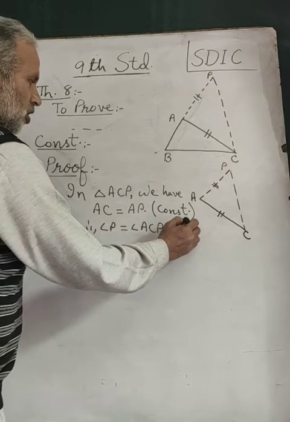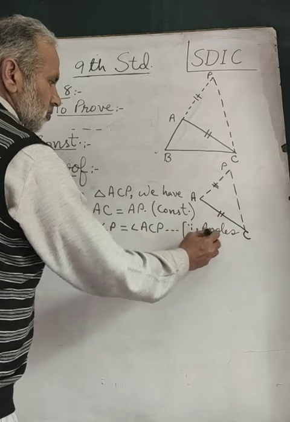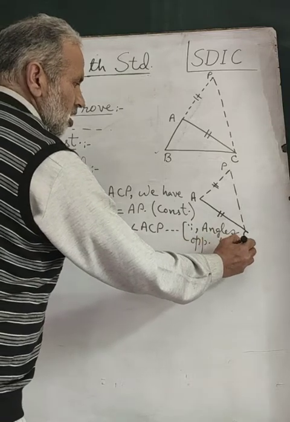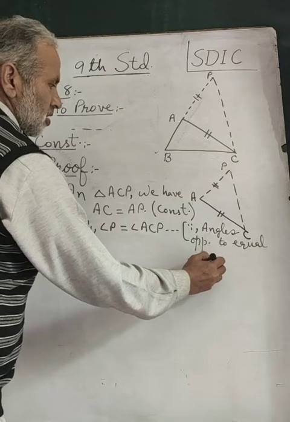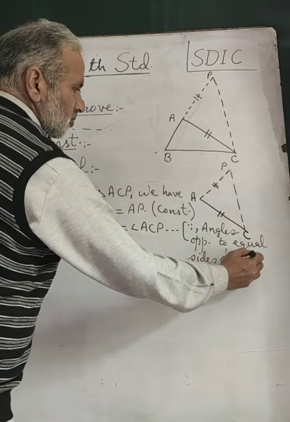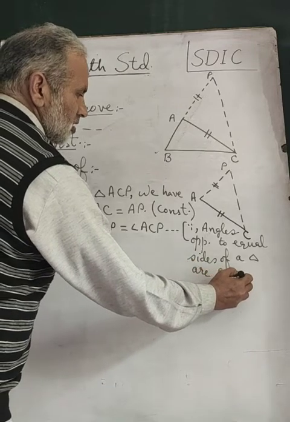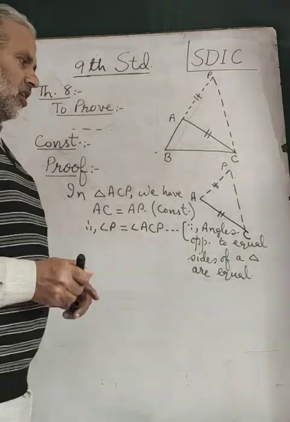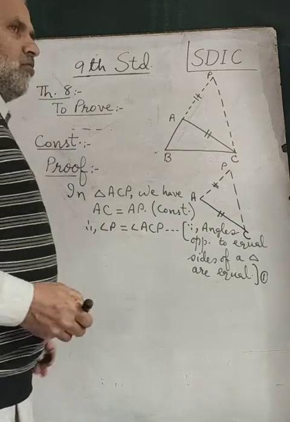What is the reason? Because angles opposite to equal sides of a triangle are equal. Angles opposite to equal sides of a triangle are equal. This is the reason. Mark this as first result, number 1.